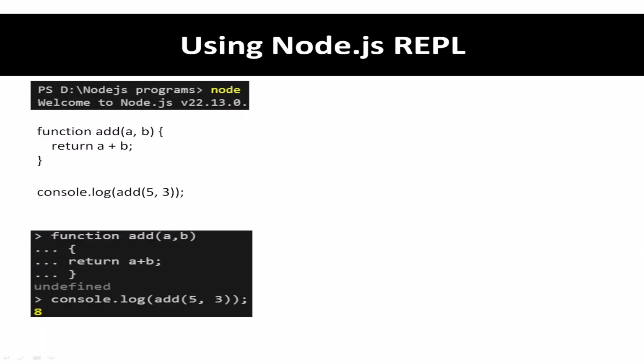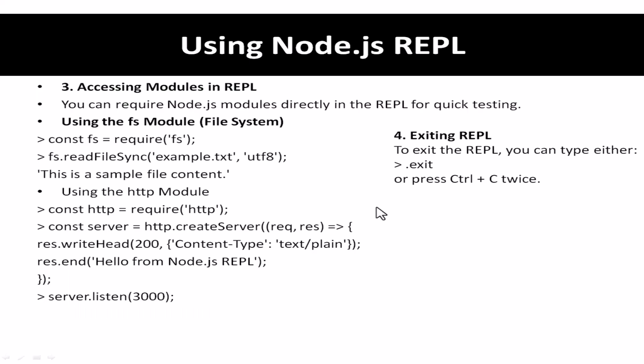Next, you can use this kind of function. As we have seen, greet is a function which returns hello followed by Pradeep. Hello is the greeting message which you have used. Similarly, you can add the sum of two numbers. Using REPL, you can access modules. For example, here you have different modules.